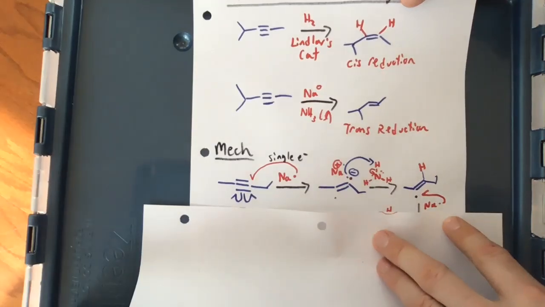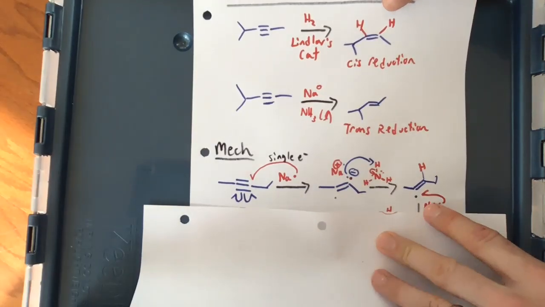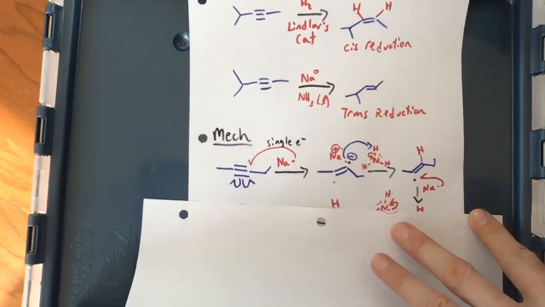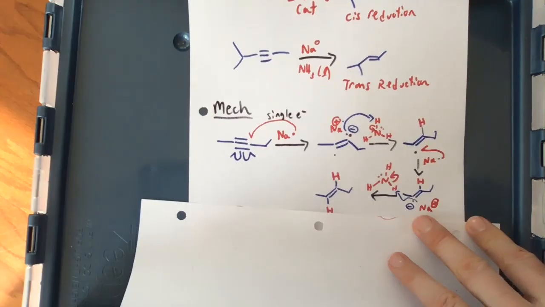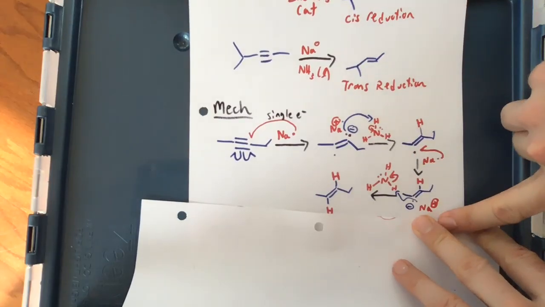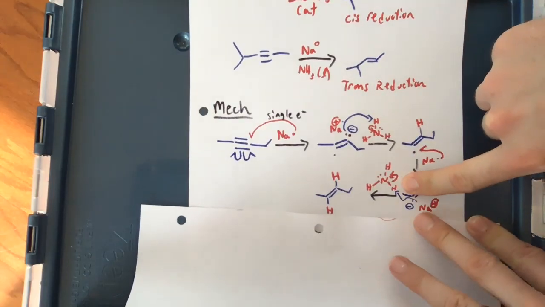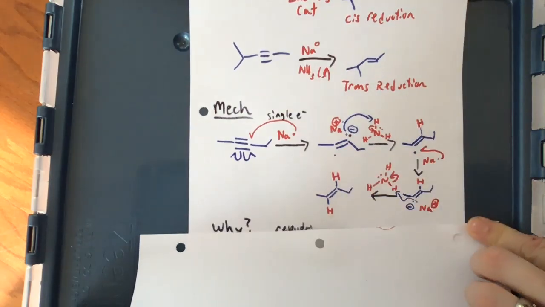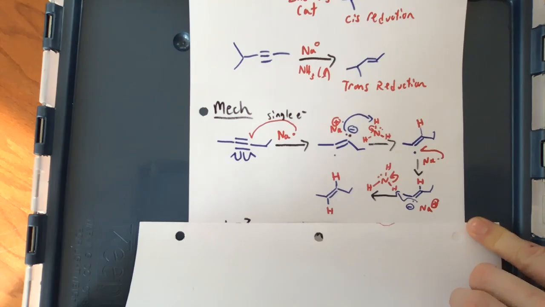Once you form the vinyl radical, a second sodium metal can then give an electron to make the full anion, and that anion can then deprotonate the liquid ammonia just like it did before to give us our trans alkene product, as you see here.